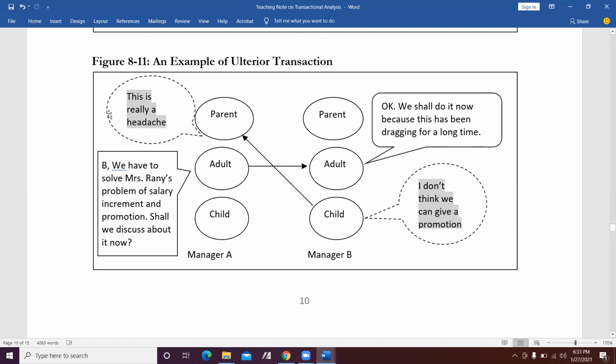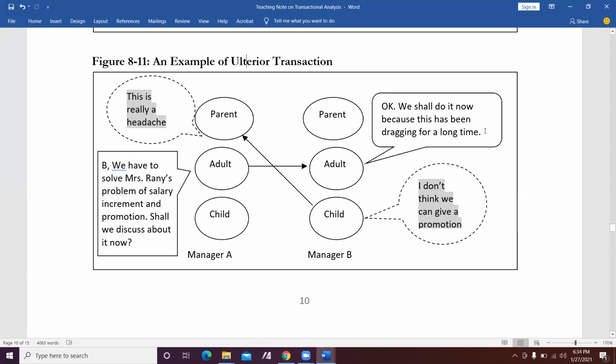Manager A, manager B. This is the message given to B. We have to solve Mrs. Rani's problem of salary increment and promotion. Shall we discuss about it now? Hidden, this is really a headache. But that is not explicit. I mean, that is not revealed. Then here, what is revealed from manager A is this. Okay, we shall do it now because this has been dragging for a long time.